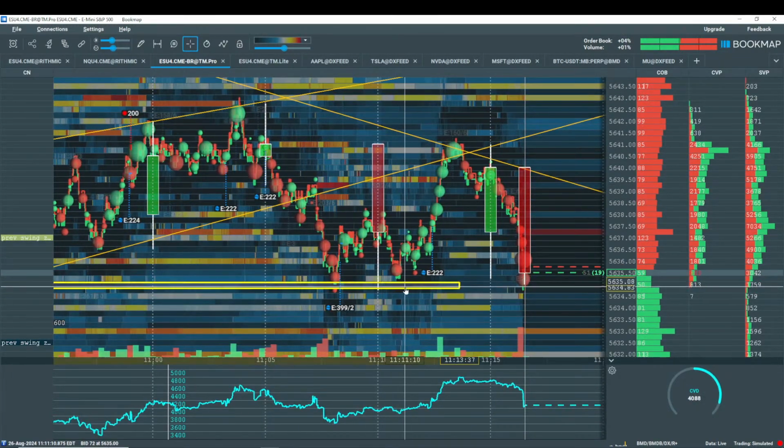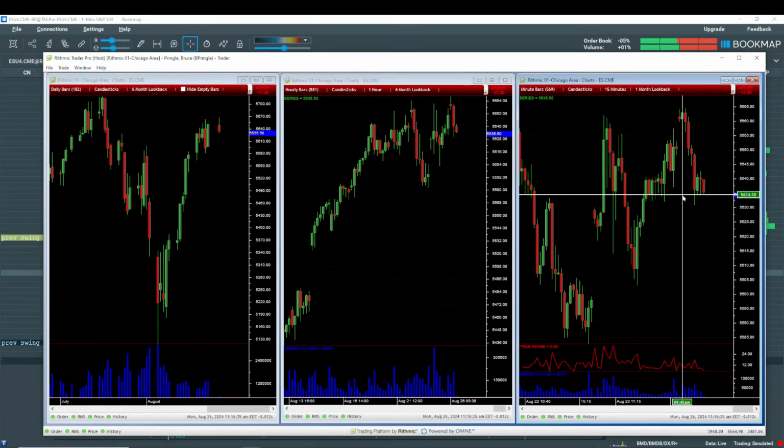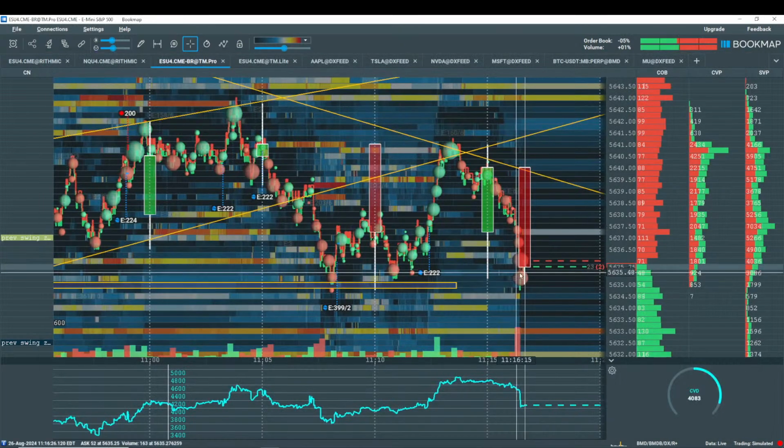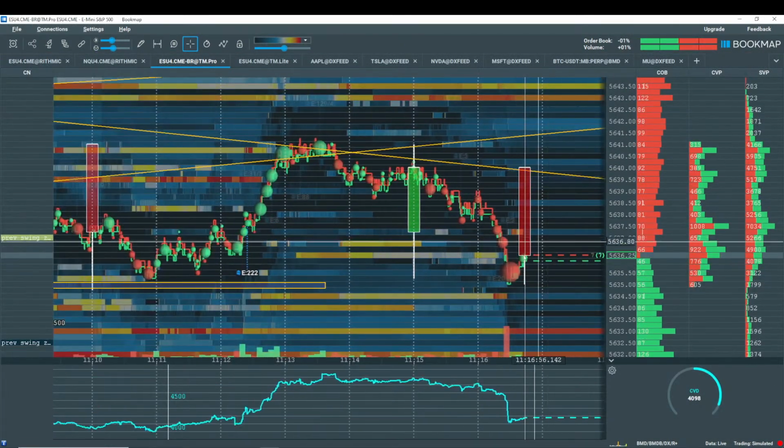Now we're down to our 35 level, right? Remember, on this chart here. Okay, now we're looking for the break. This is our third attempt down here. We have lots of selling down here. Okay, so we are looking for the break.